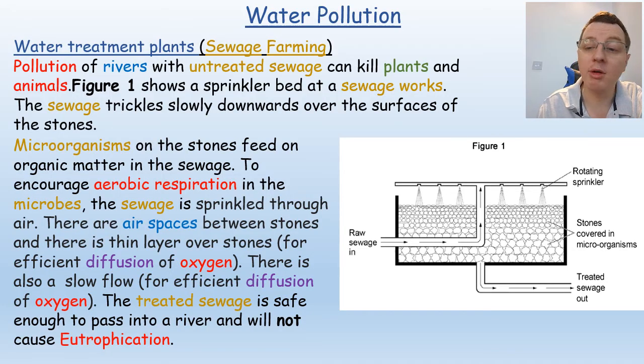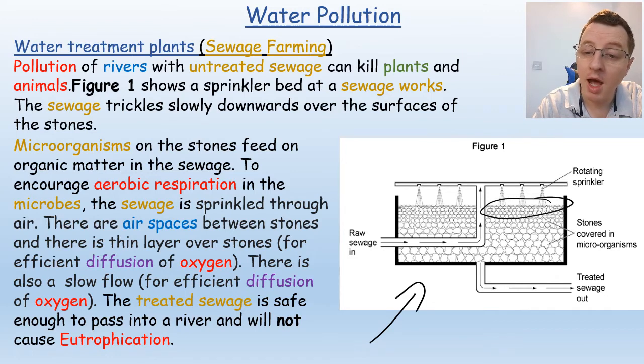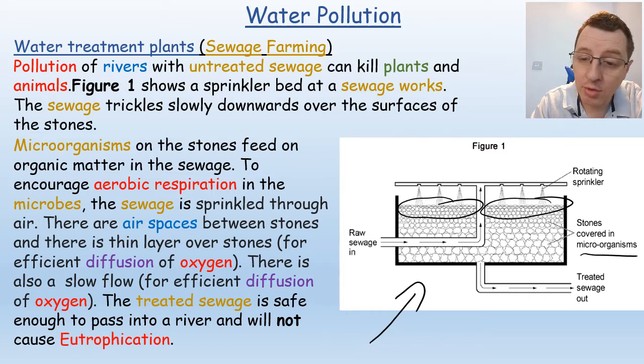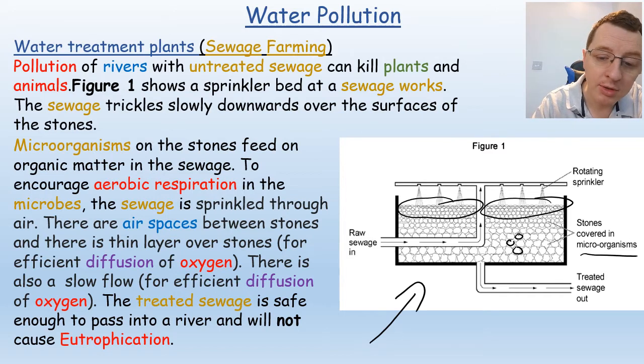Well, here we've got a diagram showing us what happens in a sewage farm. And we've got a rotating sprinkler system here, which is pouring raw sewage sludge over a number of stones which are covered in microorganisms. And what you might notice from this system is that those stones do not fit neatly together. There are a large number of air spaces between the stones. So if I sort of colour in some of those air spaces there in blue.